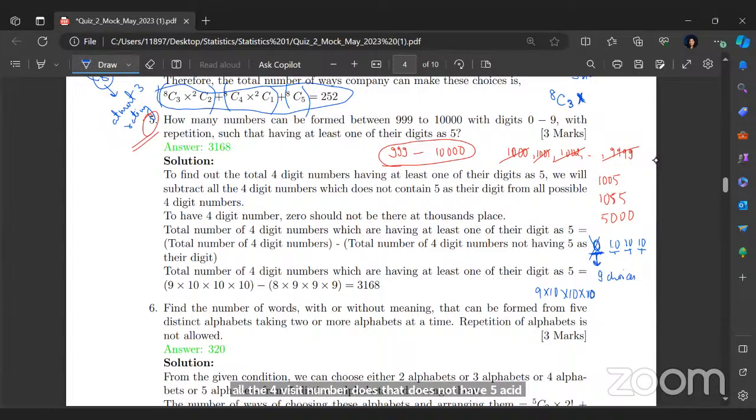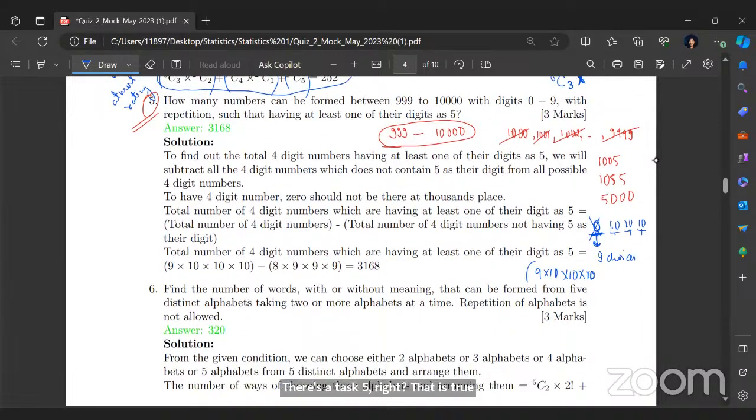So if you subtract all those numbers which don't have 5 as one of the digits, then that will give you the total number of ways in which you can make numbers such that these numbers have at least one digit as 5, right? That is true. So this was the total number of ways in which you can make the 4-digit number. Now, what about the total number of 4-digit numbers that do not have 5 as a digit?